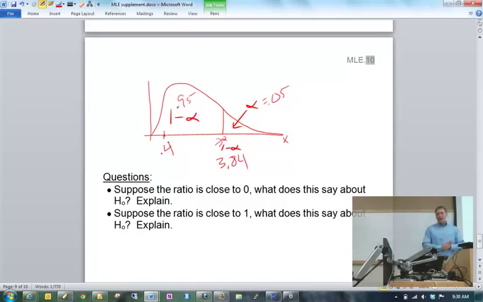Okay, so I have some questions here. Let's actually talk about the first question. Again, this lambda is always going to be between 0 and 1. So let's look at the second question. Suppose the ratio is close to 1. What does it say about H0? It's likely to be true. Why?